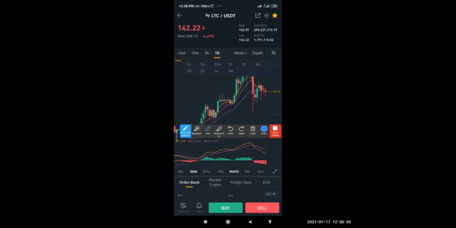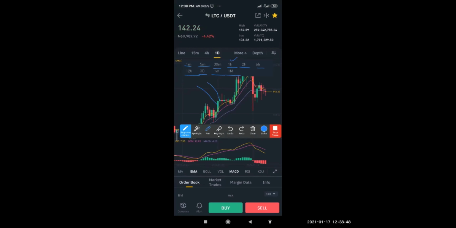We have 1 minute, 5 minutes, 30 minutes, 1 hour, 2 hours, 6 hours, 12 hours, 3 days, 1 week, 1 month. So if, for example, you picked this time frame, it means each candlestick is giving you exactly what happened in the last 1 hour.